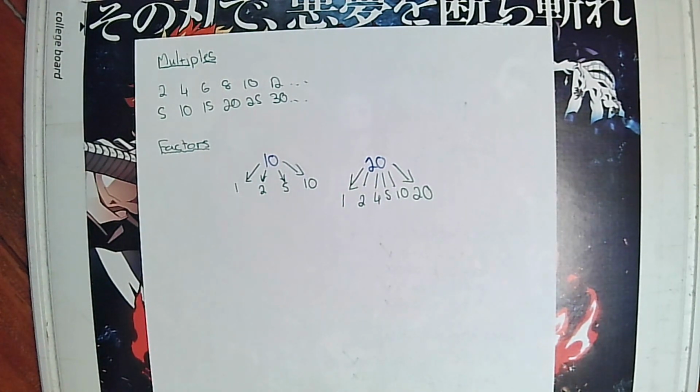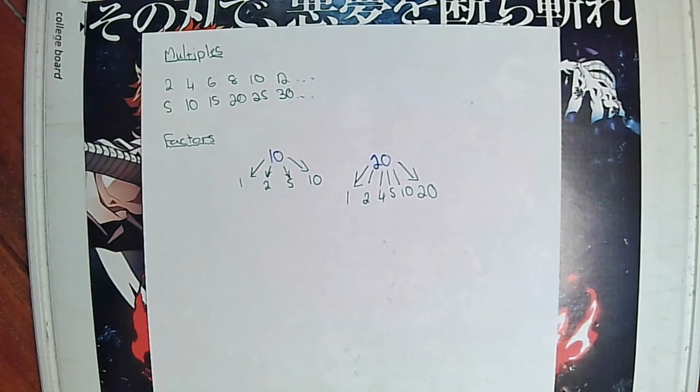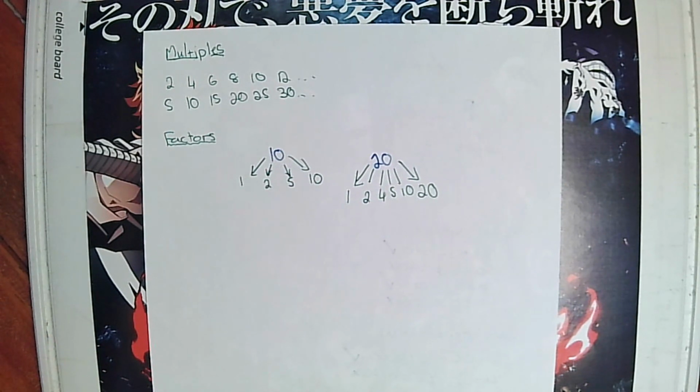So again, I just want to reiterate, factors are basically values that you multiply with each other to give you a specific value. So 20 has the factors 1, 2, 4, 5, 10, and 20. 10 has the factors 1, 2, 5, 10. And that is basically it. That is what a factor is.